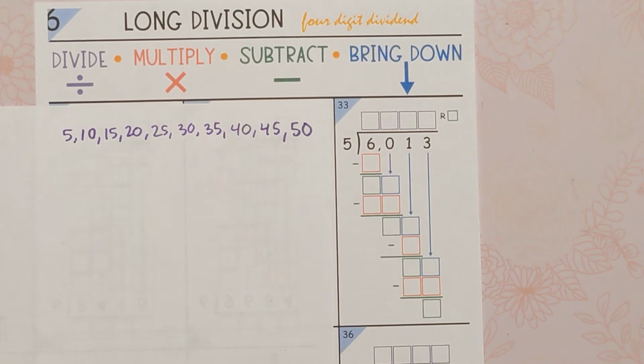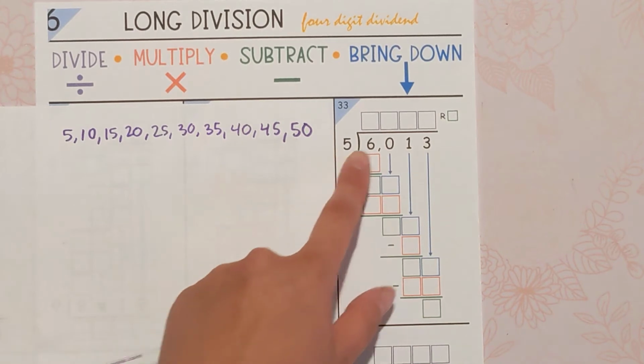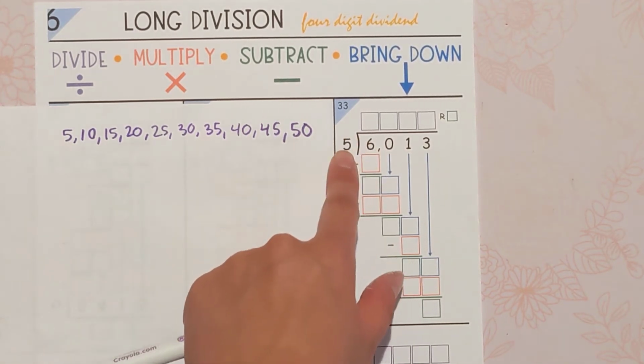And if you're starting to catch on to this, I encourage you to pause the video, try a step, unpause, etc. Or you can just follow along if you're still feeling like you just need to watch for a little while. Okay, so our first step is to do 6 divided by 5.